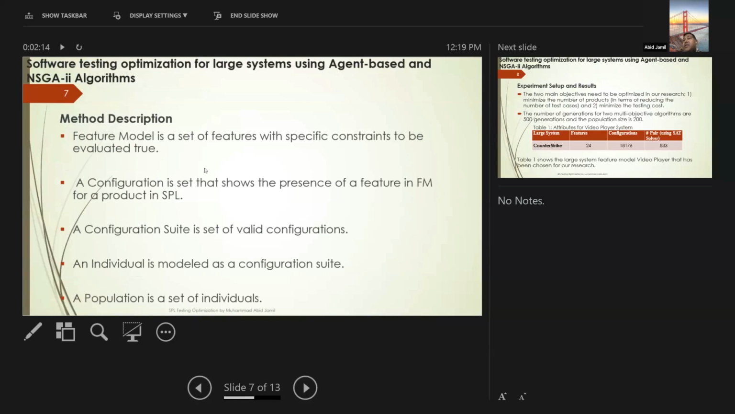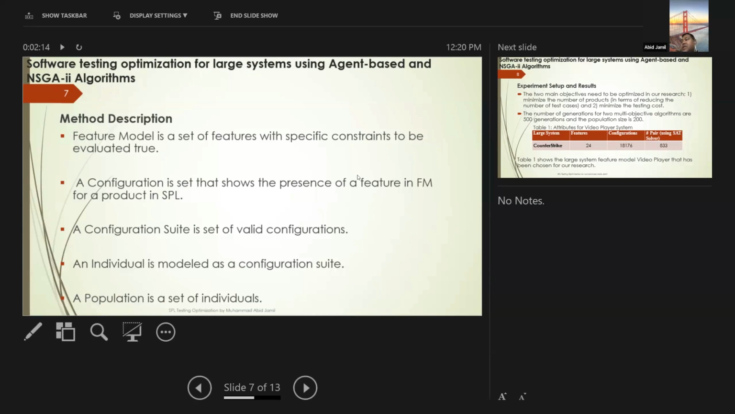Then we have the method description for our research work on slide number 7. Basically, we select the feature models that we consider as the large system. These are software product lines, and we have different sets of features with specific constraints. We make different configurations. For example, if we have a product line of mobiles, from this mobile feature model we can make different products if we configure the different features.